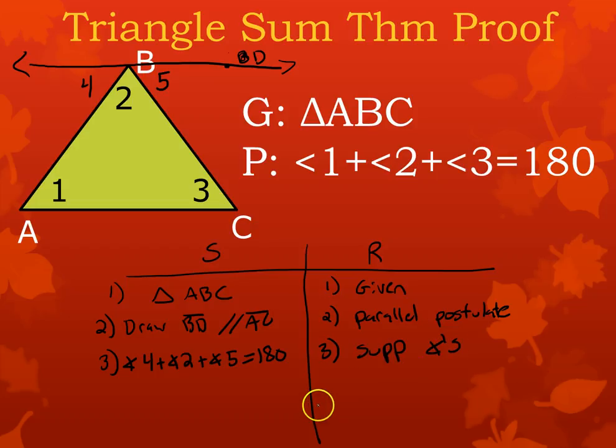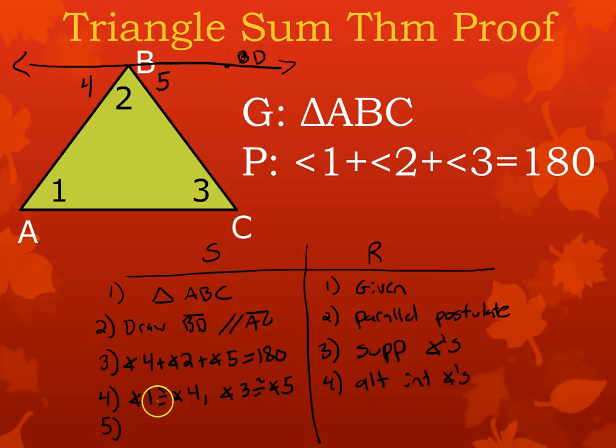Well, the reason why I want to draw a parallel line is, if I drew any line through B, 4, 2, and 5 are supplementary angles, they're on a line, that's fine. The reason why I want parallel is because 4 and 1 represent alternate interior angles. And since we have parallel lines, they are equal. And same thing with 3 and 5. They are also equal because they are alternate interior angles.